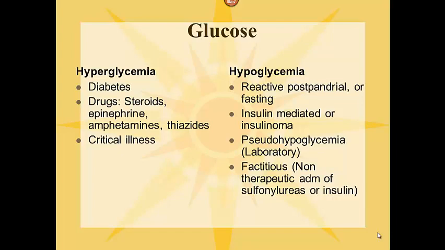Pseudohypoglycemia is also present, and this is no more than a mismanagement of the laboratory sample. Factitious hypoglycemia is present when, for example, an athlete or any type of person who would like to decrease weight increases catabolism of glucose and breaks down glycogen as well, with the use or misuse of sulfonylurea or insulin.